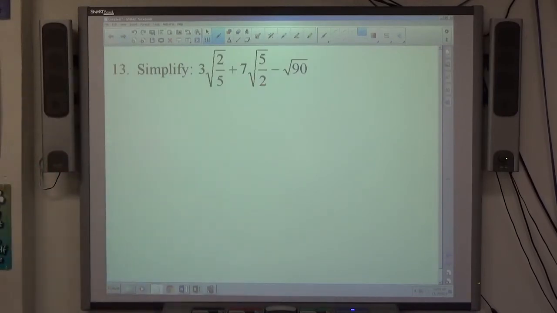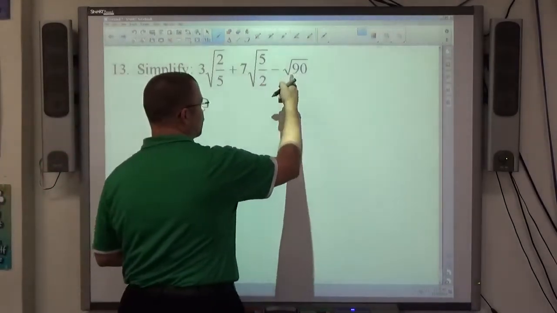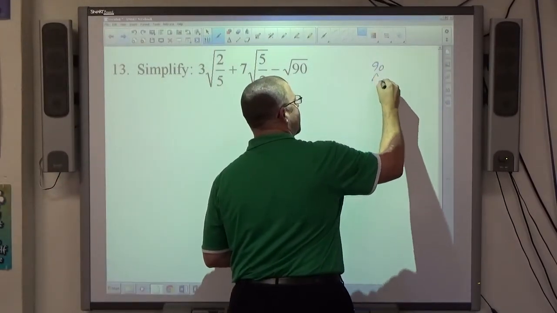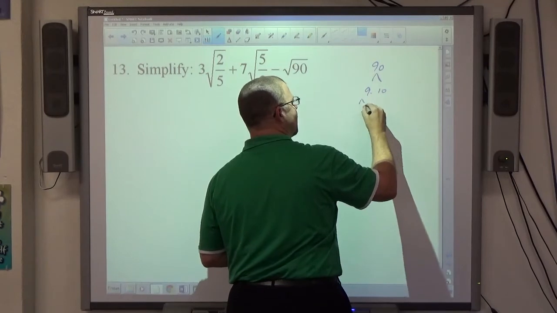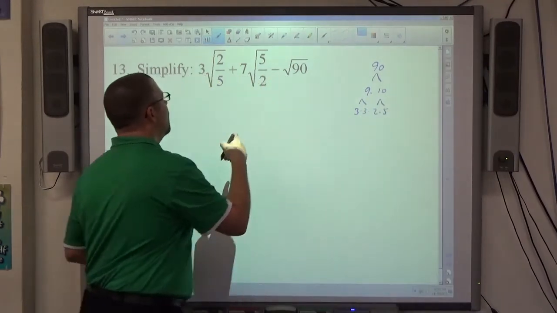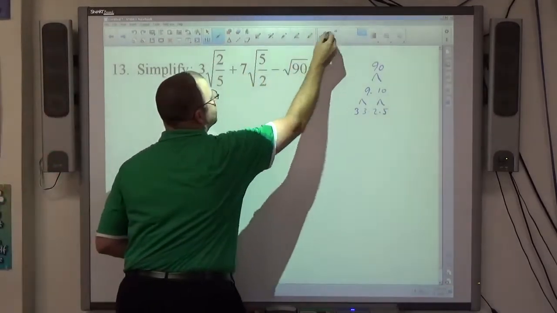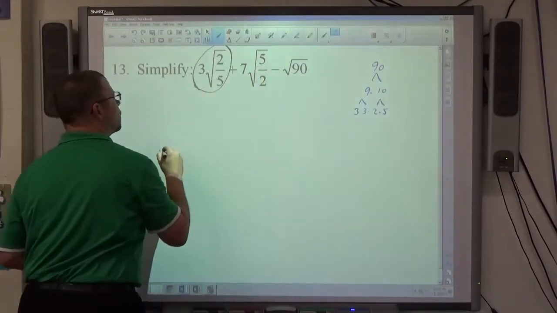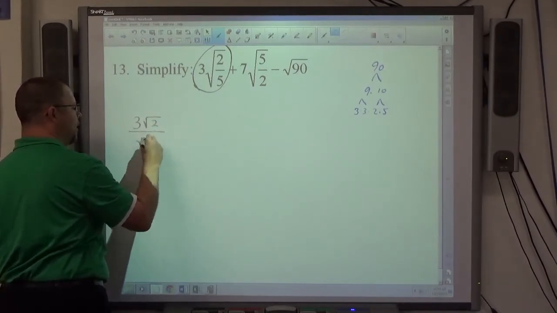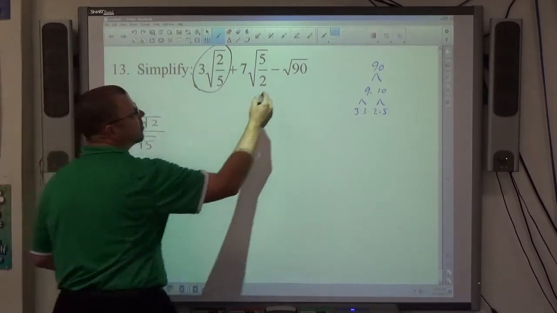13, we just dealt with these problems recently where they threw this extra term here on the end. If I real quick did a factor tree for 90, in case we didn't know that, it's 9 times 10. 9 is 3 times 3, and 10 is 2 times 5. All right, so looking at this, piece 1, 3 times the square root of 2/5 is 3 square root of 2 on top over the square root of 5 on the bottom. Leave myself some space.